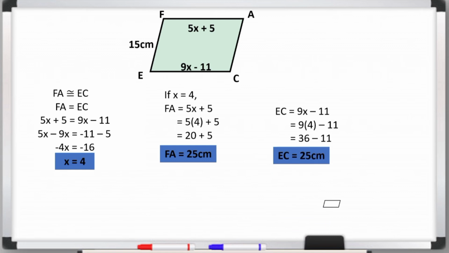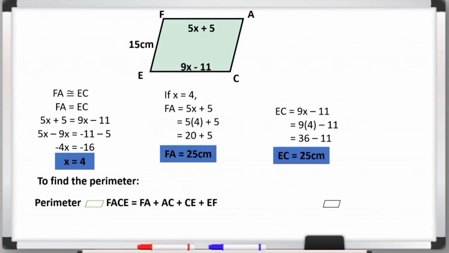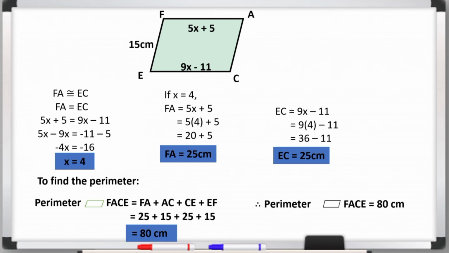EC equals 25 cm. So to find the perimeter, we need to add all the sides of the quadrilateral FACE. So the perimeter of quadrilateral FACE equals FA plus AC plus CE plus EF, equals 25 plus 15 plus 25 plus 15, equals 80 cm. So from the problem, what is the perimeter of the parallelogram? Therefore, the perimeter of quadrilateral FACE is 80 cm.